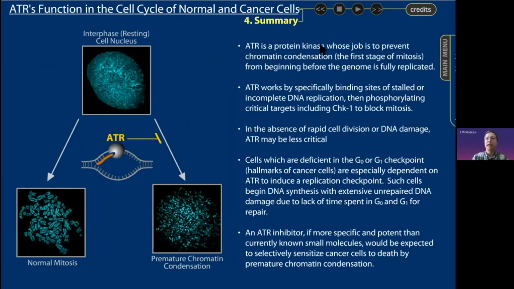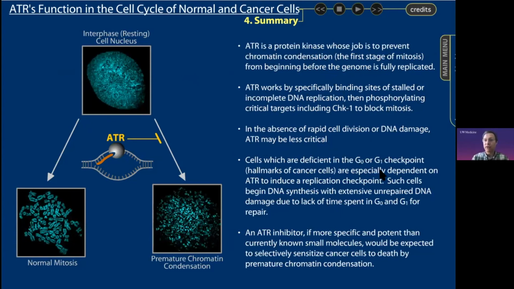So in summary, ATR is a protein kinase whose job is to prevent chromatin condensation, the first stage of mitosis, from beginning if the genome has not fully replicated. And it works by binding stalled or incomplete replication sites and then phosphorylating critical targets to block mitosis. In the absence of rapid cell division or DNA damage, like in normal cells, ATR is less critical and doesn't really cause too many problems if we partially or moderately inhibit it.